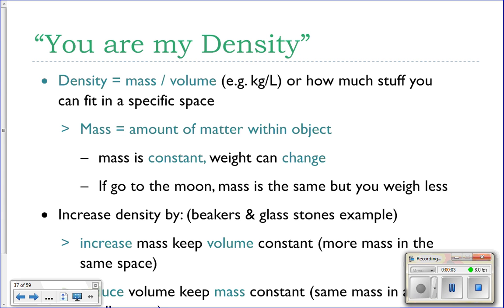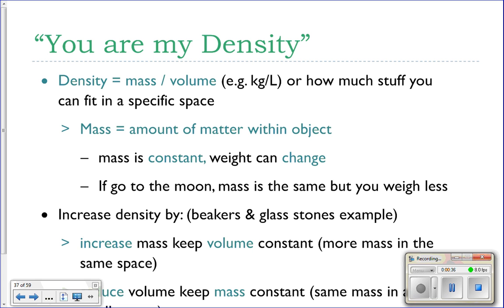Density is the mass of something per volume. The way that I like to explain it is how much stuff you have in a certain amount of space. The mass of something is simply the amount of matter that is contained within that object. For example, if you have a pencil in your hand, there's a certain amount of mass or matter that makes up that pencil. So the mass of something is just how much matter there is.